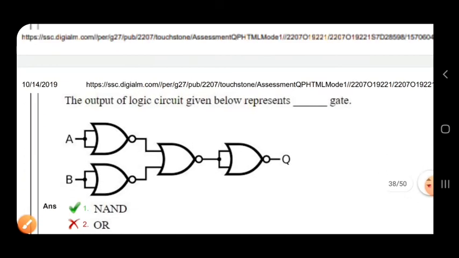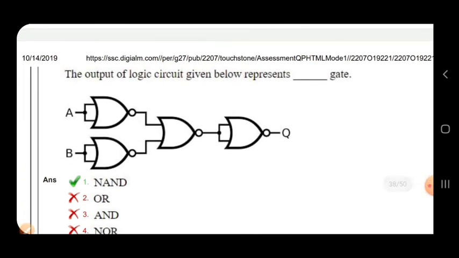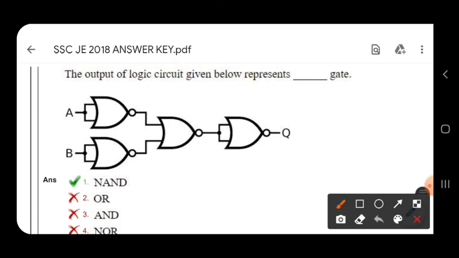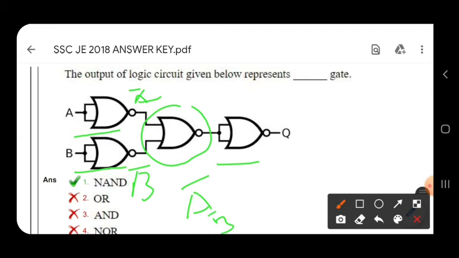Next, friend, what does the output of the logic circuit given below represent? Just see the first part, here is only one circuit. This is simply a NOR gate, and this is a NOT gate, which you can also call an inverter. So A is given here, then you will get A inverted, and here you will get B inverted. So A inverted and B inverted work as the inputs of the NOR gate.